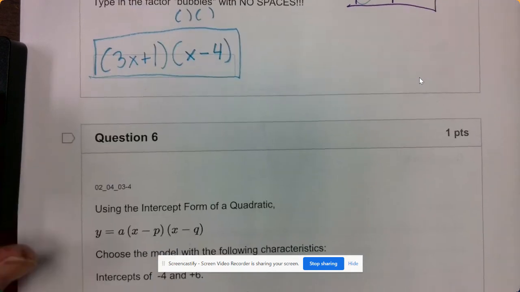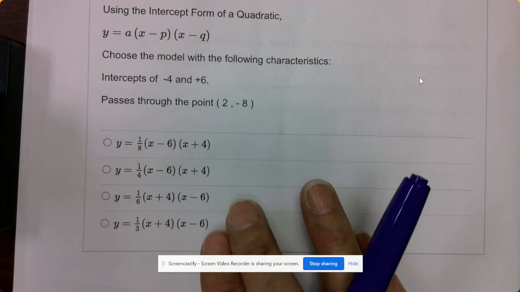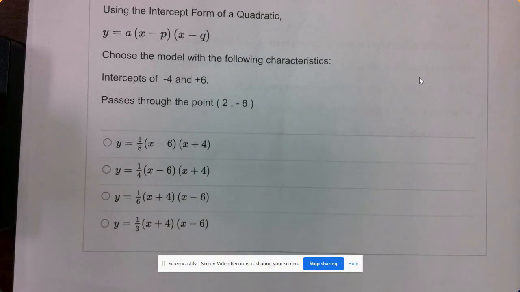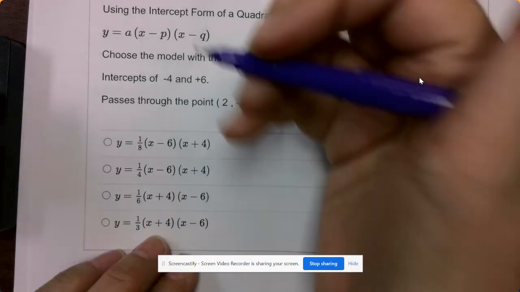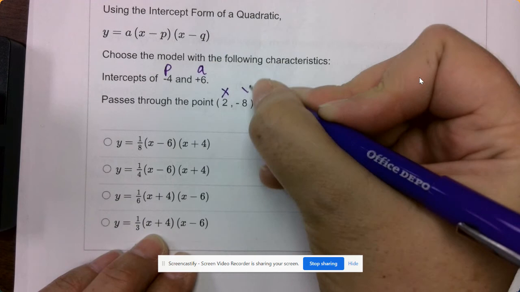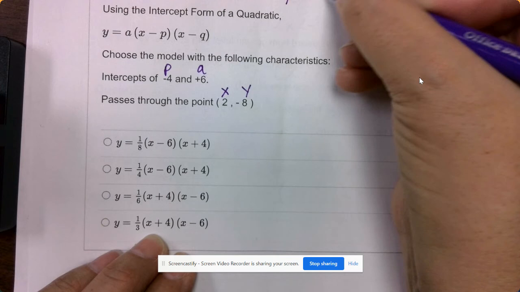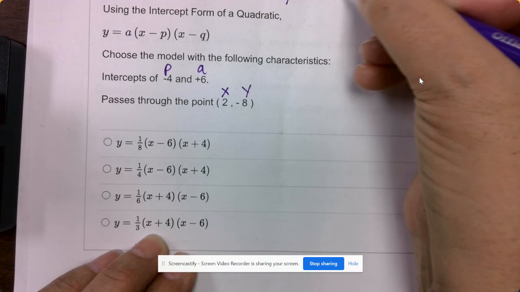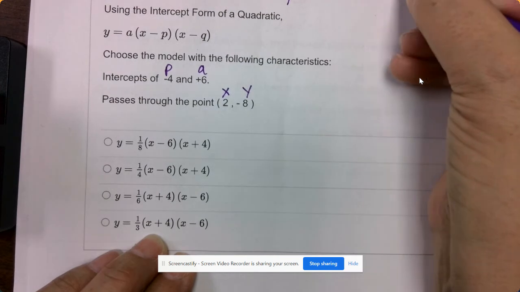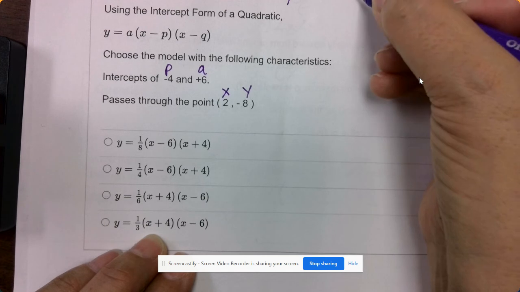Okay, so use the intercept form of the quadratic, or factored form. So choose the model that has these intercepts and passes through the point. Negative 4 is going to be p, 6 is q, and then x and y. Everybody, we're just going to substitute it in. So we're going to have y is equal to a times (x minus 4)(x minus 6). Okay, remember this one, we need to do keep change right here.